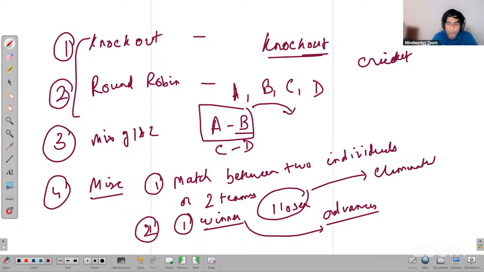Sometimes you have different kinds of rules wherein the loser is not eliminated when they lose the first match. They are eliminated when they lose two matches or three matches.